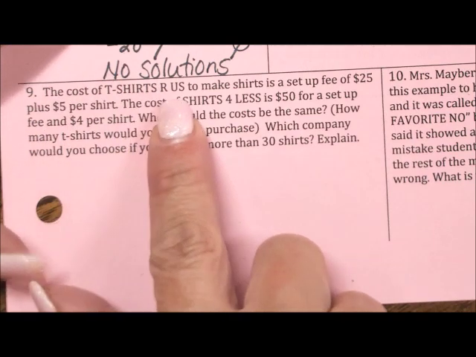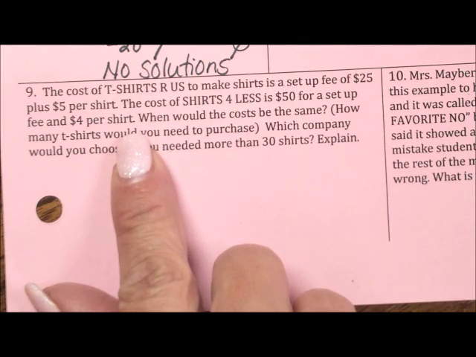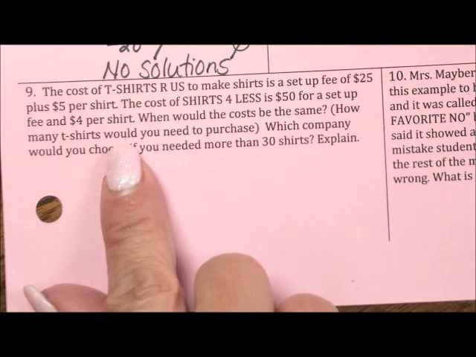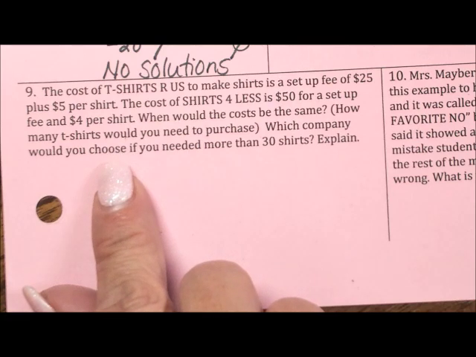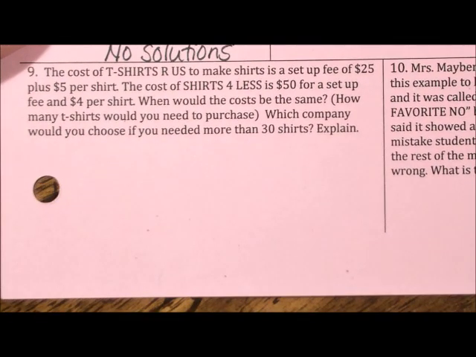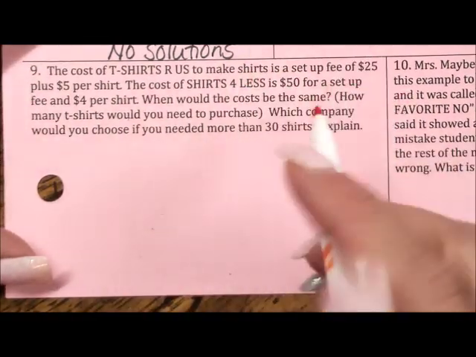The cost of T-shirts R Us to make shirts is set as a setup fee of $25 plus $5 per shirt. The cost of Shirts for Less is $50 for a setup fee and $4 per shirt. When would the cost be the same? How many T-shirts would you need to purchase? Which company would you choose if you needed more than 30 shirts? Explain. Okay, so the part that I don't like is that you have to come up with the equation on this. I'm going to help you write it, and then I'll have you answer the questions once you know it.